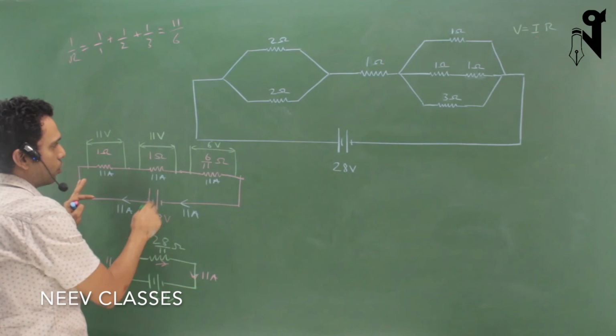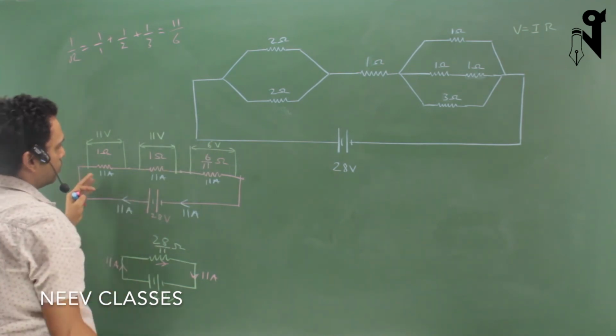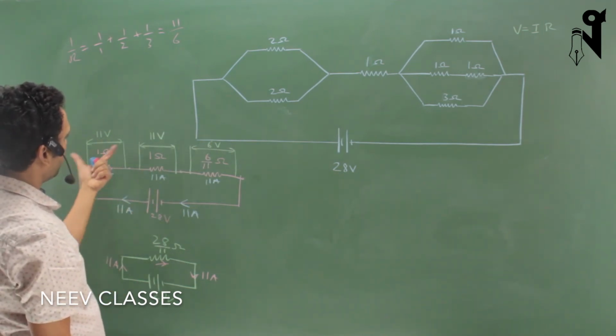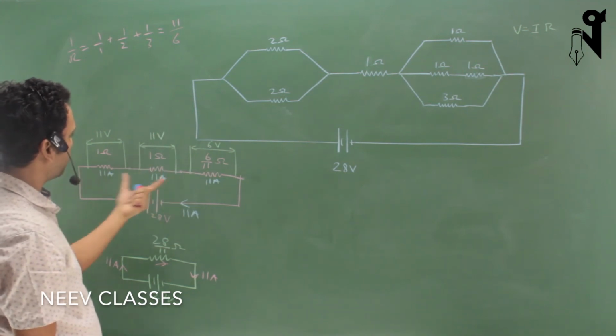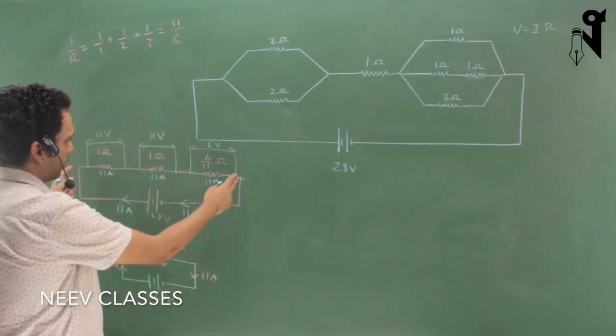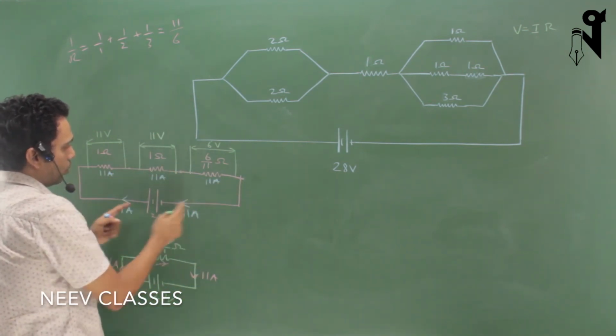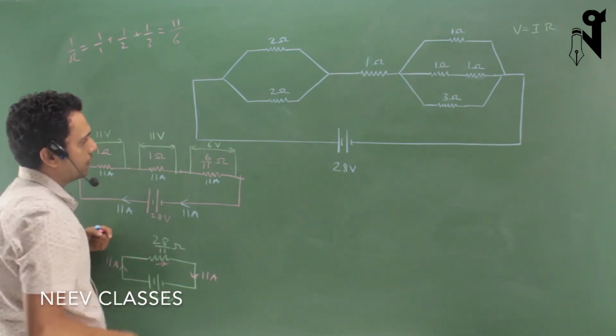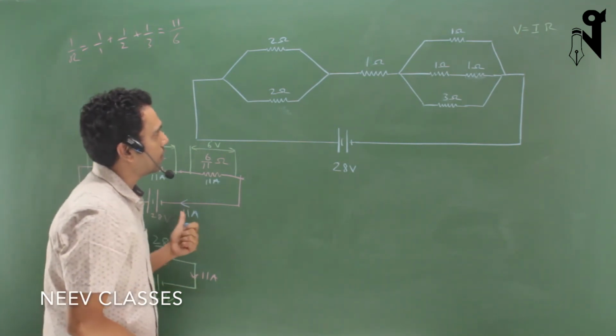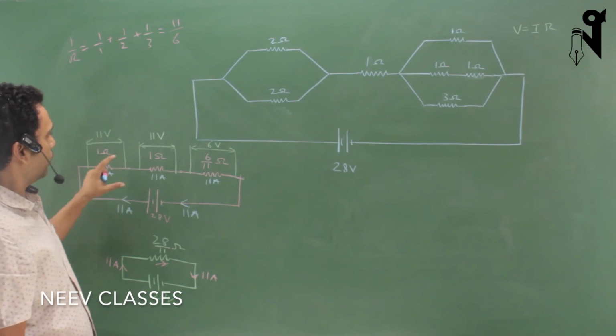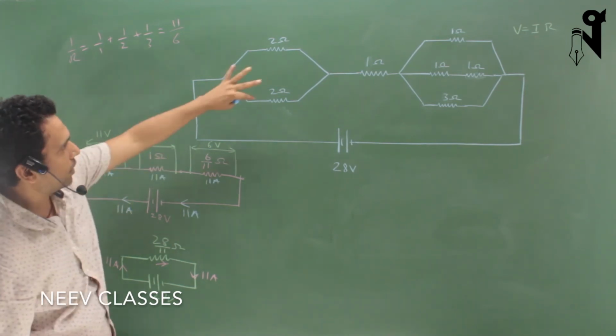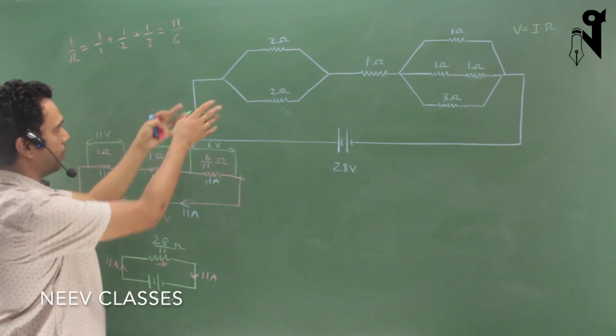Otherwise this kind of cross match is not going to happen. So we have matched our potential drop with the individual drops. Individual drops added is the net potential drop across this, which is matching with the voltage of the battery. So we are quite confident that our calculations are going right. Now we'll copy paste what we have got over here into our main circuit, because this was our main circuit.